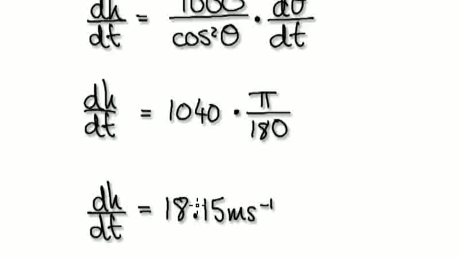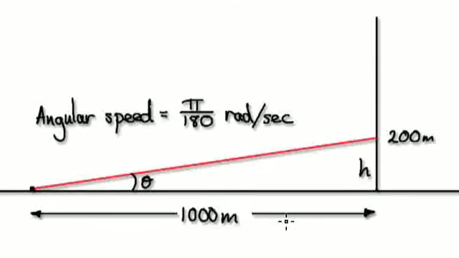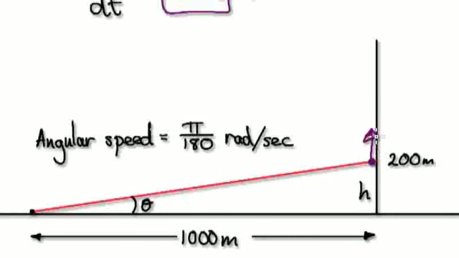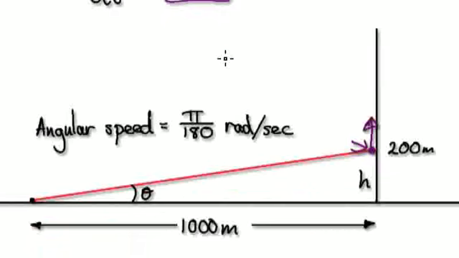dh by dt will be 18.15 meters per second. So what that means is when it's 200 meters above the ground, the vertical speed of this dot, this laser point here, will be 18.15 meters per second.